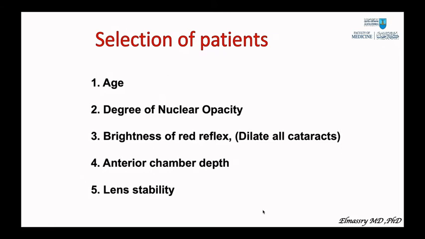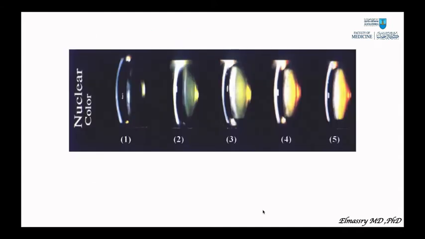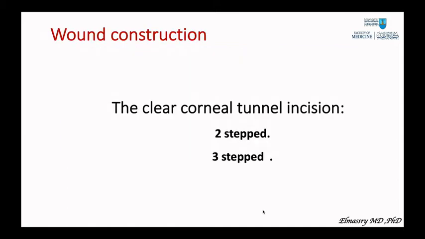Anterior chamber depth should be kept in mind, because with a very deep or a shallow anterior chamber, the surgeon may feel some difficulty. So for phaco beginners, we want a reasonable anterior chamber depth. And of course, the lens should be stable. All of us are familiar with the LOCS 2 classification of nuclear opacity, starting from grade 1 up to grade 4, or grade 5 nuclear opacity, which is the cataracta nigra.